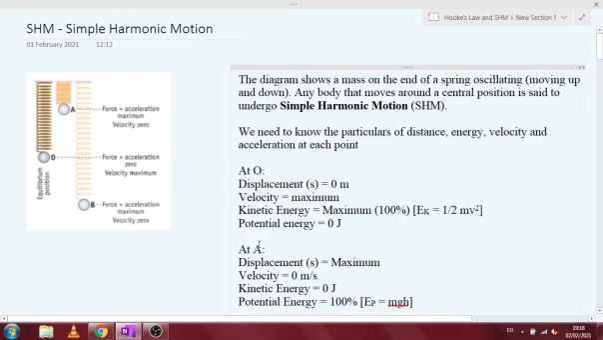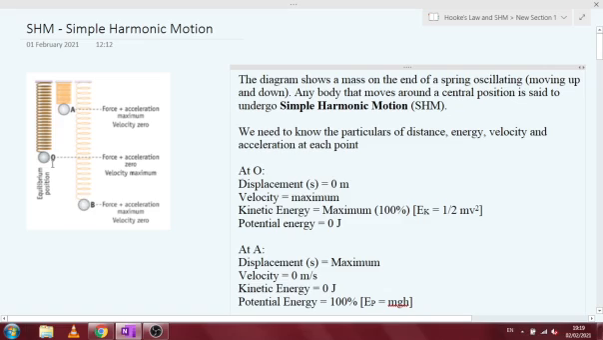At A, when it's up at the top, it has a maximum displacement. So it's gone from the central position all the way up as high as it's going to go. Its velocity then is stopped. It goes up, up, up, then it comes down, down, down. In the middle of that, it's going to have to stop. Its velocity then is 0 meters per second, which means by this formula, v is 0, so there is no kinetic energy. So all of the kinetic energy has been transferred to potential energy.